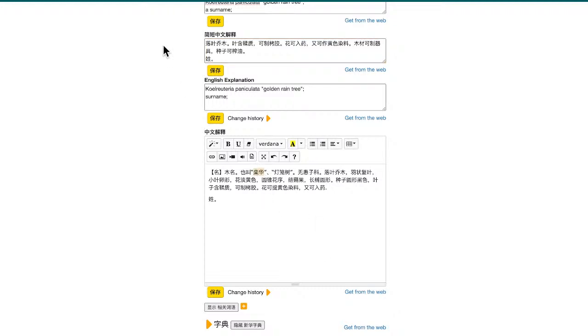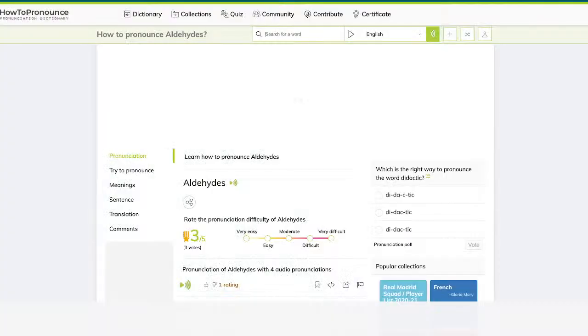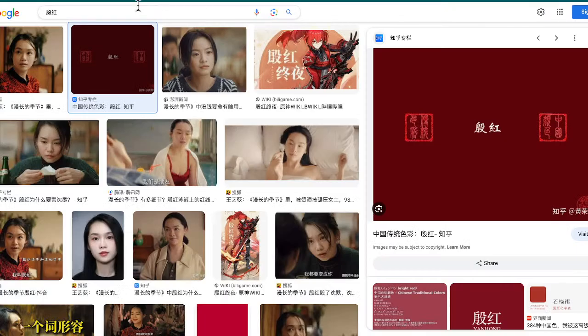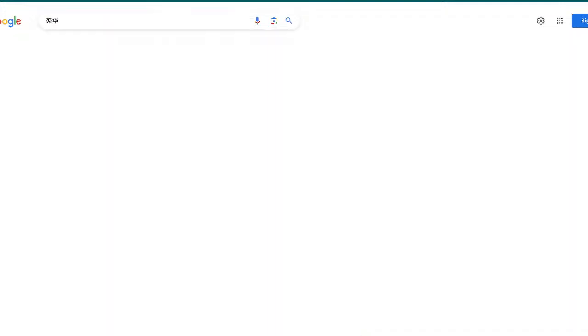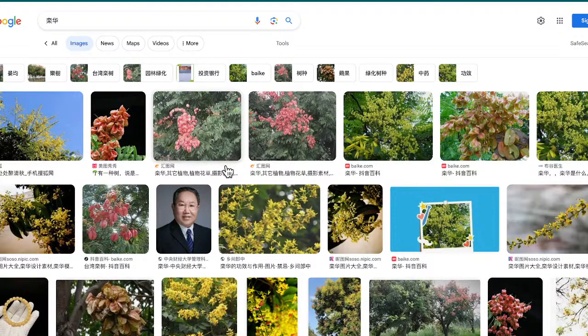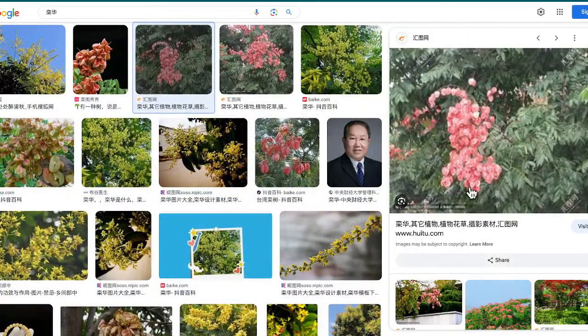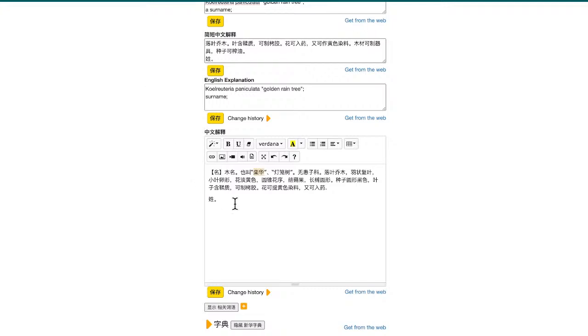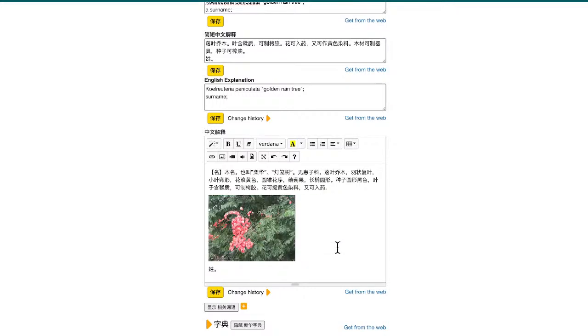灯笼树. Let's see if I can find that. 栾华. Oh, here we go. 栾华. This type of tree. Okay, take a look at that picture. 栾华. Okay, and then of course, it's a surname. Okay, 栾.